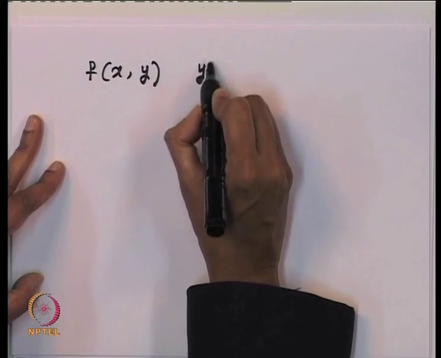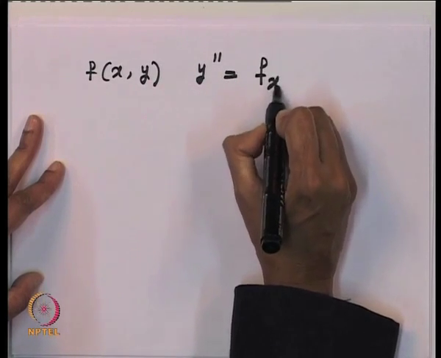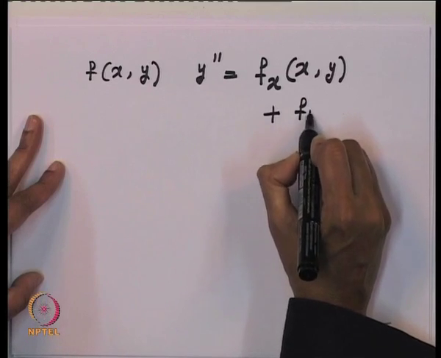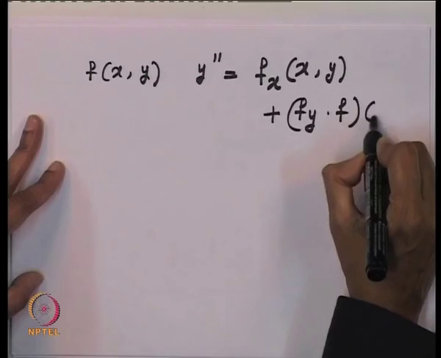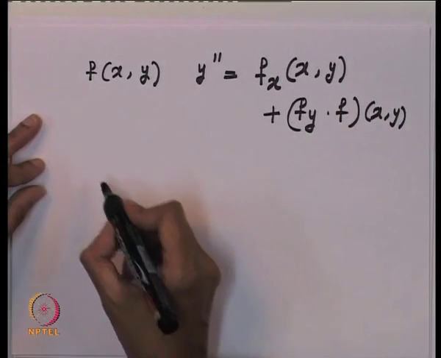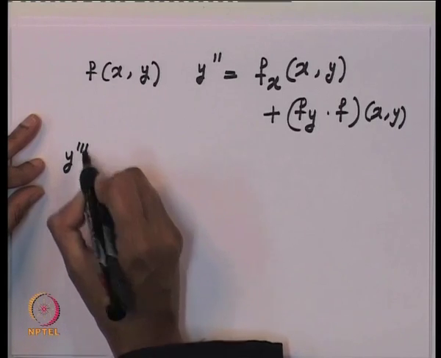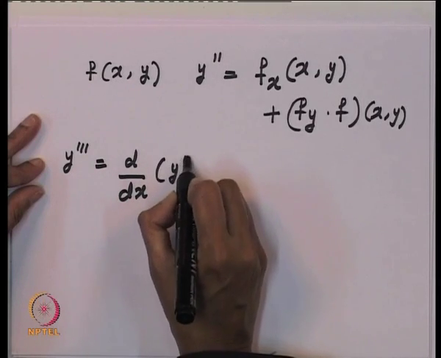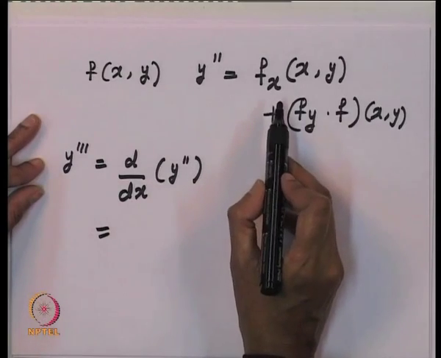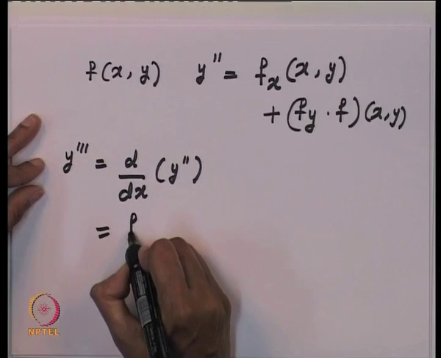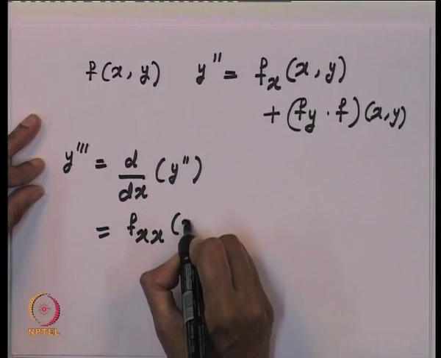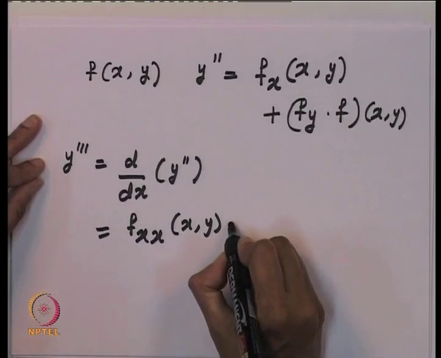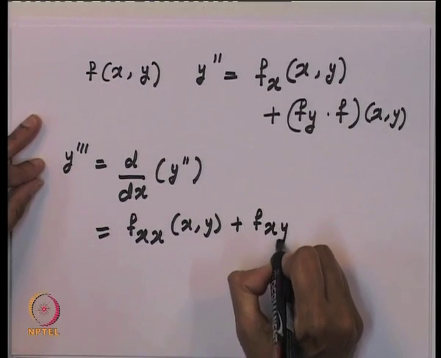Then we had y double dash to be f x, which will be a function of x and y, plus f y into f, both functions of x and y. So, when I consider y triple dash, that means d by d x of y double dash. So, you have to do implicit differentiation. So, it is going to be f x x, the second order partial derivative with respect to x, plus f x y.